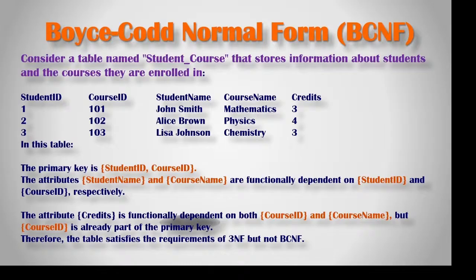The attributes student name and course name are functionally dependent on student ID and course ID, respectively. The attribute credits is functionally dependent on both course ID and course name, but course ID is already part of the primary key. Therefore, the table satisfies the requirements of 3NF, but not BCNF.